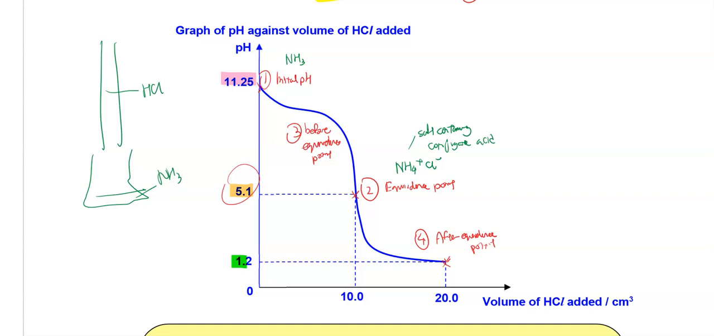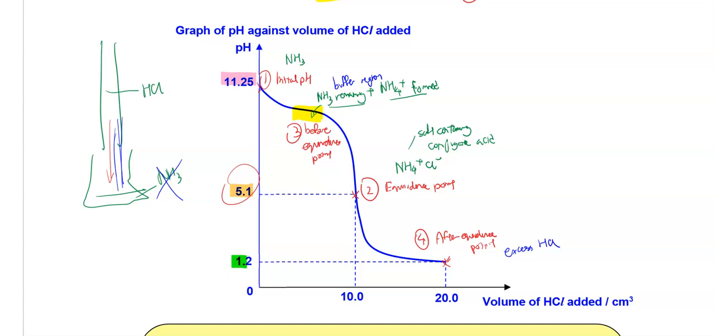Before the equivalence point, you have added some HCl already. You have some ammonia remaining because it is not fully neutralized yet, and some NH4+ that's formed from the neutralization, because HCl and NH3 will react. So this region is a buffer region. After the equivalence point, you have added more until all the ammonia is gone, so you now just have excess HCl.